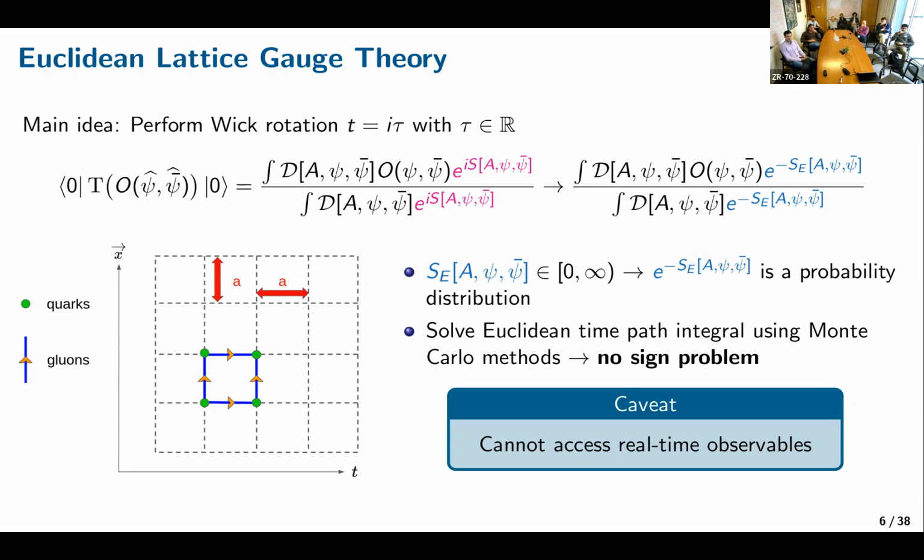So there's no sign problem here. But the caveat is that because you are working with imaginary time, you cannot access real-time observables. So even though lattice QCD can calculate all these very nice things, and it doesn't suffer from the sign problem, you cannot use it to calculate real-time observables.